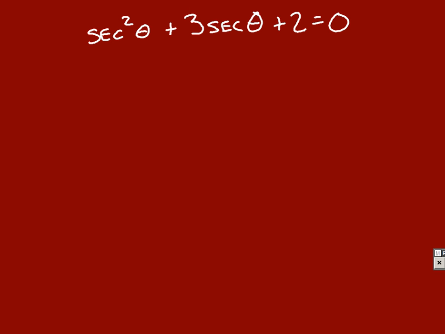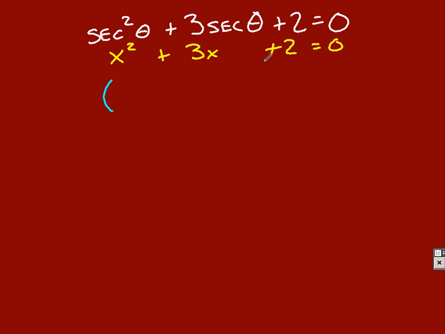Let's look at the other type of example. We're going to start the same sort of way. I'm going to call secant x. So I have x squared plus 3x plus 2 equal to 0. How would I solve a problem like that? Well, I would normally say I have something equal to 0, so let me see if I can factor it. I'm going to do the exact same thing here, except instead of x's, I have secant.